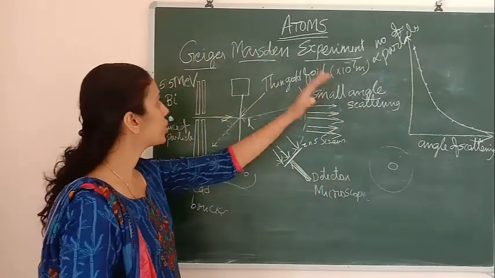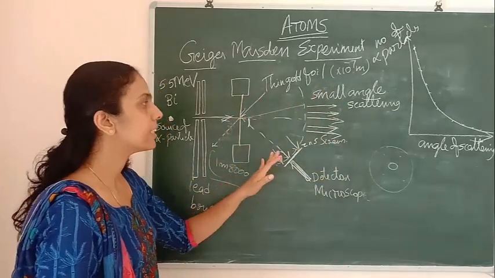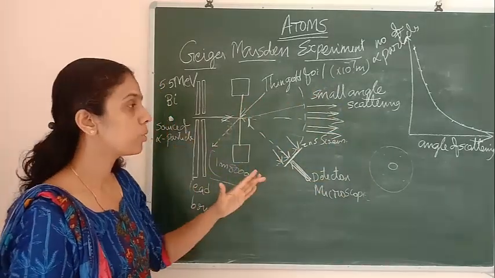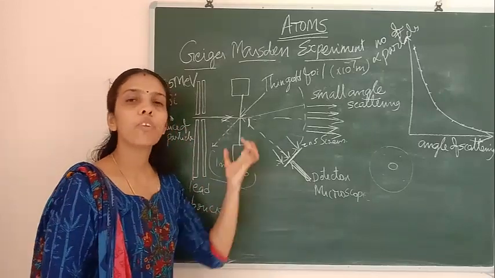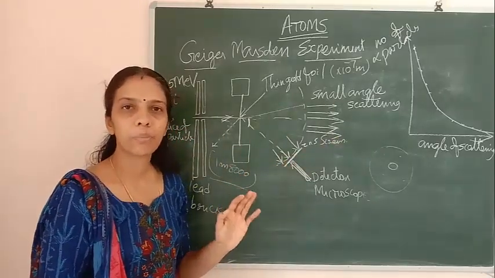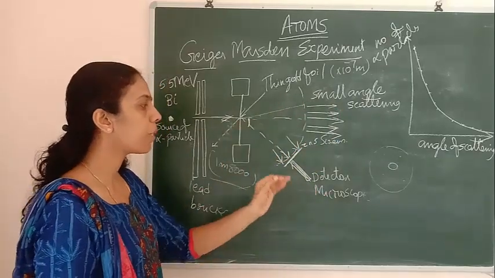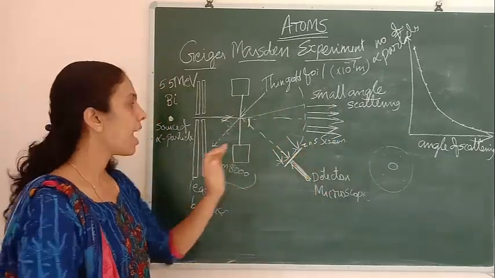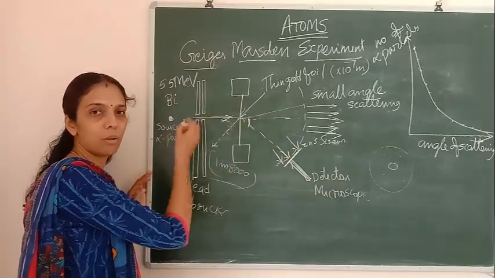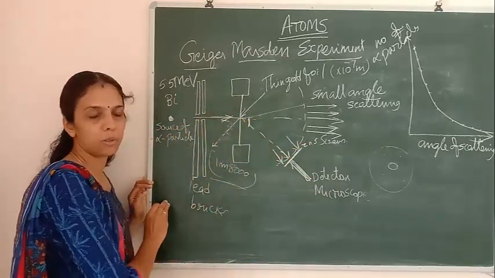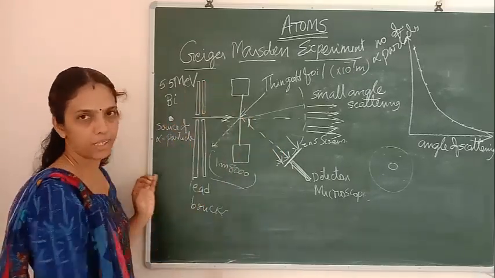What are the conclusions made by the Geiger-Marsden experiment? In the Geiger-Marsden experiment, they understood that in the case of small angle scattering, the number of alpha particles getting scattered will be more. If it is large angle scattering, the number of particles scattered will be less, and some of the alpha particles will be getting reflected back also. This is the observation done by Geiger and Marsden.